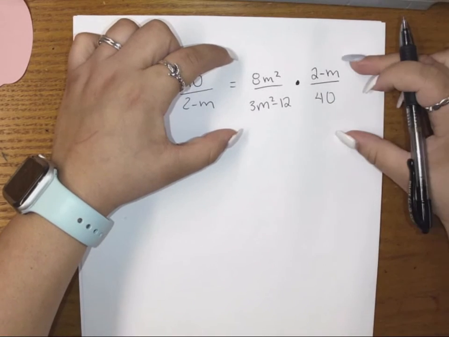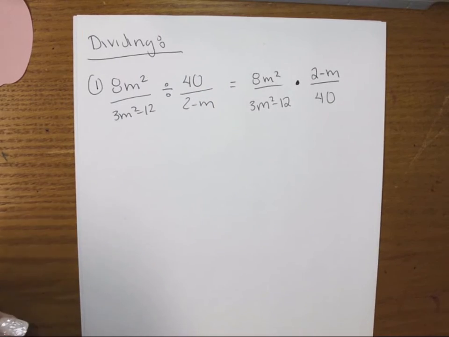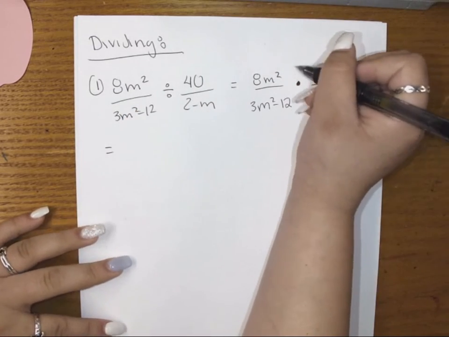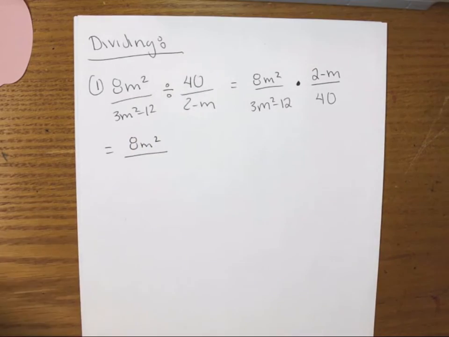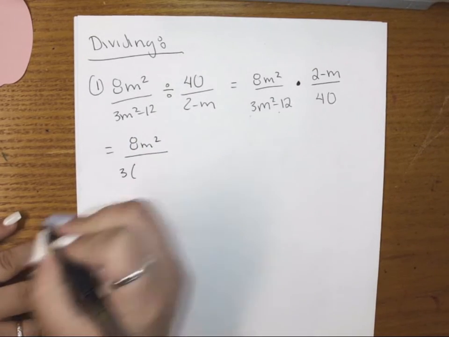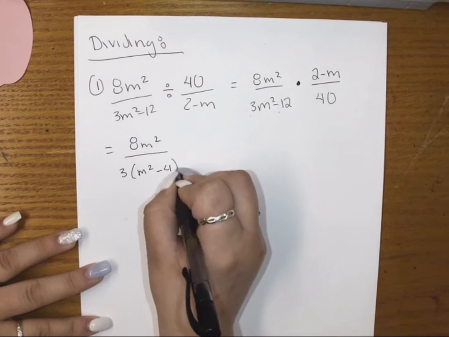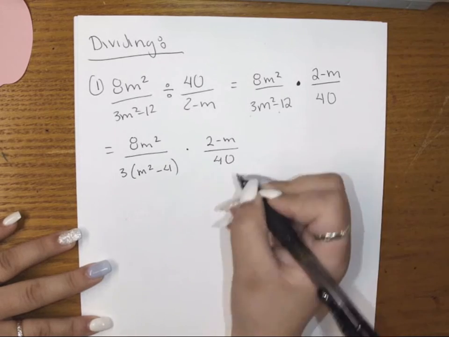Now we know exactly how to do this because we were doing it right before this one. So now we know we need to factor, if anything factors. 8m squared doesn't factor anymore. Here they're both divisible by 3, so 3 comes on the outside, and we're left with m squared minus 4 times 2 minus m over 40.